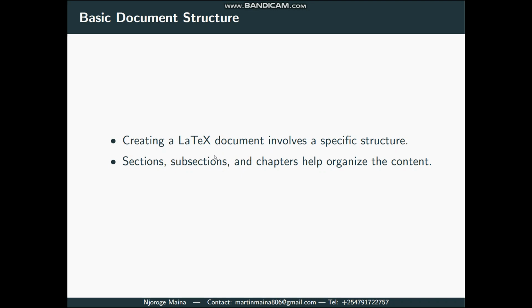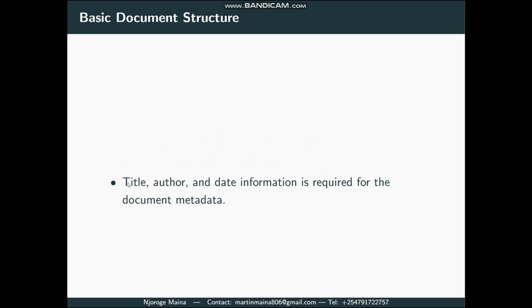We have the book class, which offers parts, chapters, sections, subsections, paragraphs, and all those. The report class does not offer parts. So it depends on what kind of document you are creating. Different classes have different options that they provide. But most of them have title, author, and date information, which is required for the document metadata.